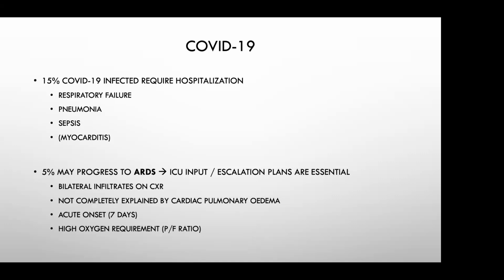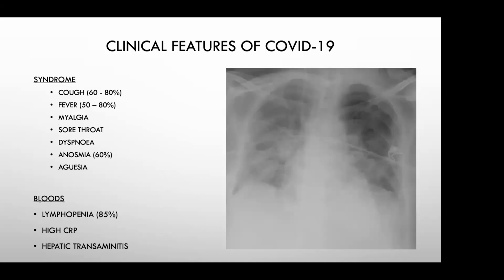The way we define ARDS is bilateral infiltrates on a chest x-ray that is not completely explained by cardiac pulmonary edema, an acute onset, usually 7 days, and a high oxygen requirement. And the PF ratio is a term they use on intensive care that's not really relevant to us. But again, if you've got someone who's acutely hypoxic that fulfills those criteria, chances are they're an ARDS secondary to their coronavirus. That is a typical looking x-ray, so you can see there are bilateral infiltrates, there's lots of lines, so this patient's probably on ICU.